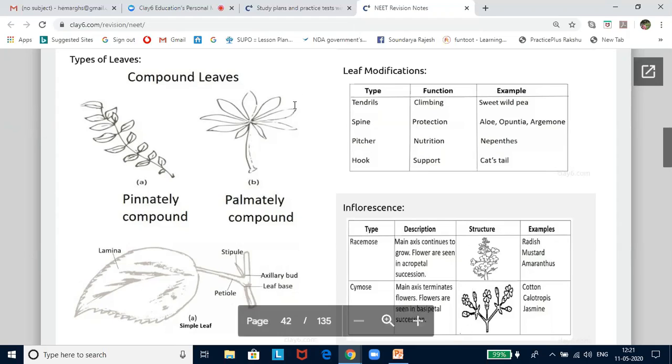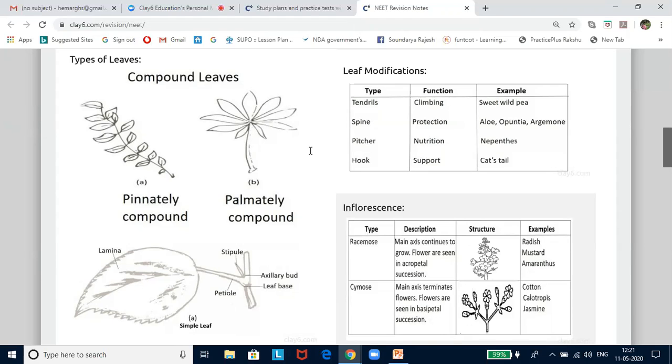So if you look at this leaf, it appears like your fingers in a palm. That's why it's called palmately compound. The leaflets are attached to a common point, as you see in silk cotton.